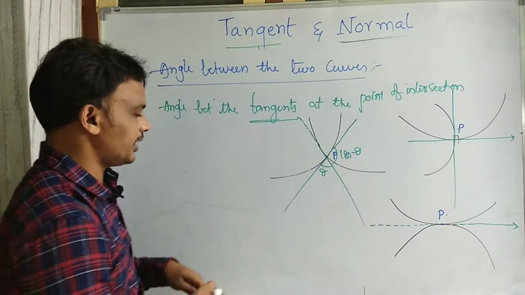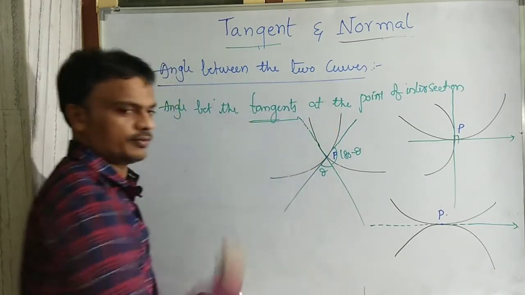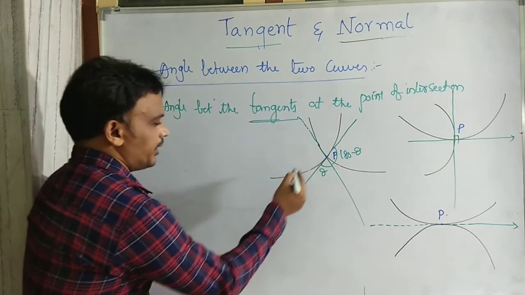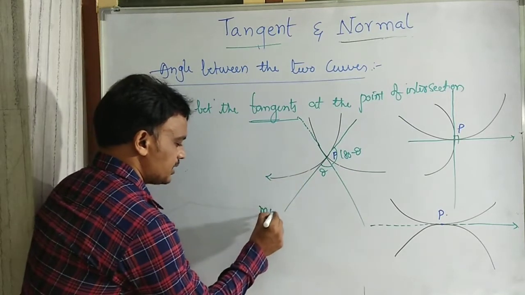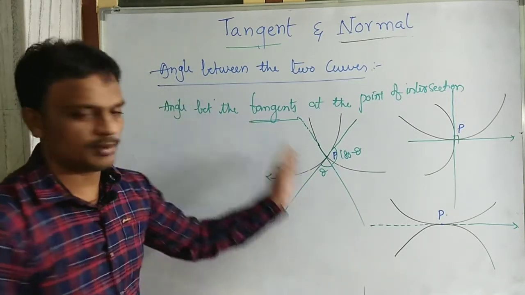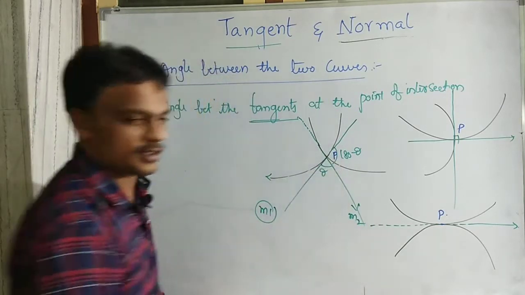So angle between the tangents means we are going to find the slope of the tangent to the first curve, which is by differentiating the first curve, right? So I can take that the slope is m1. Similarly, the slope of the second tangent is m2, and the angle between them is theta.